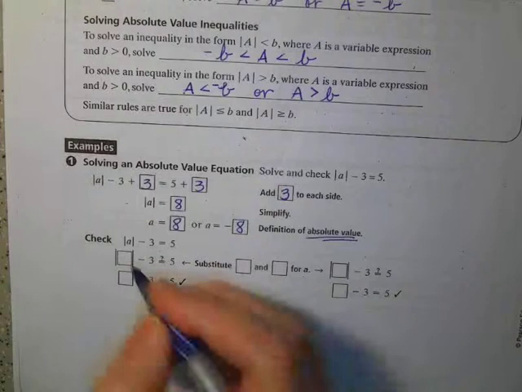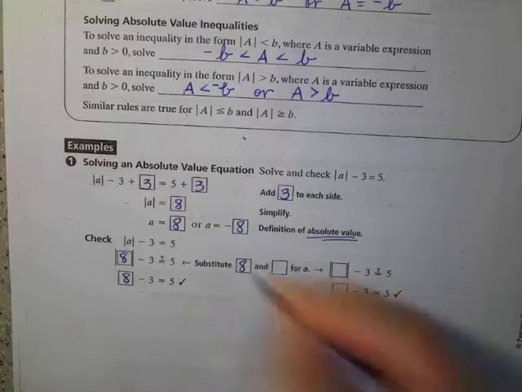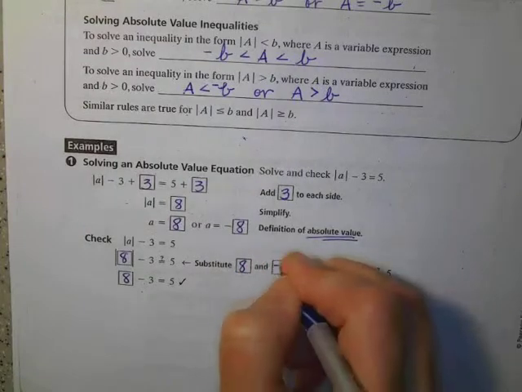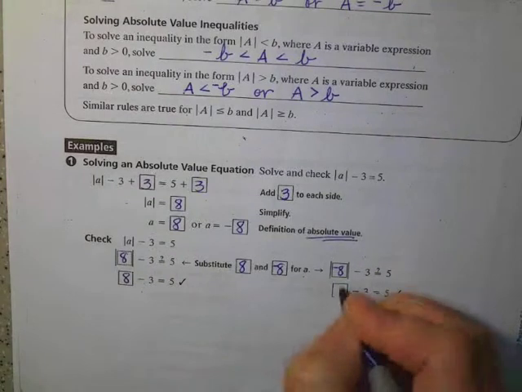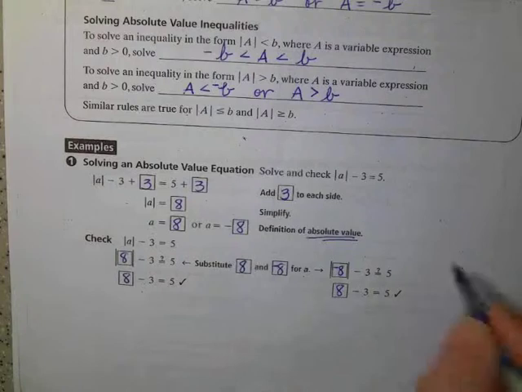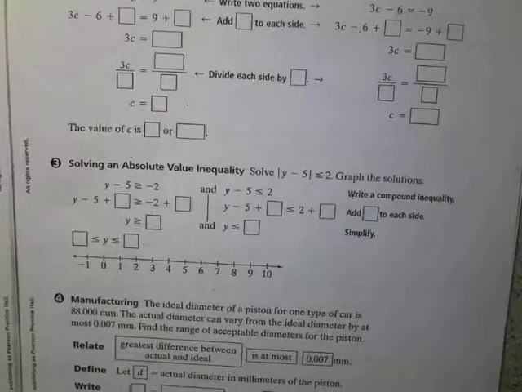Okay, so to check, the absolute value of 8 minus 3. So 8 minus 3 is 5. Here we substituted in 8. Here we're going to substitute in negative 8. So the absolute value of negative 8 is 8, minus 3 is 5. So we see that in both cases it checked. And you do need to check in both cases, because if you make a mistake, hopefully it will help you catch it, particularly with the inequalities.